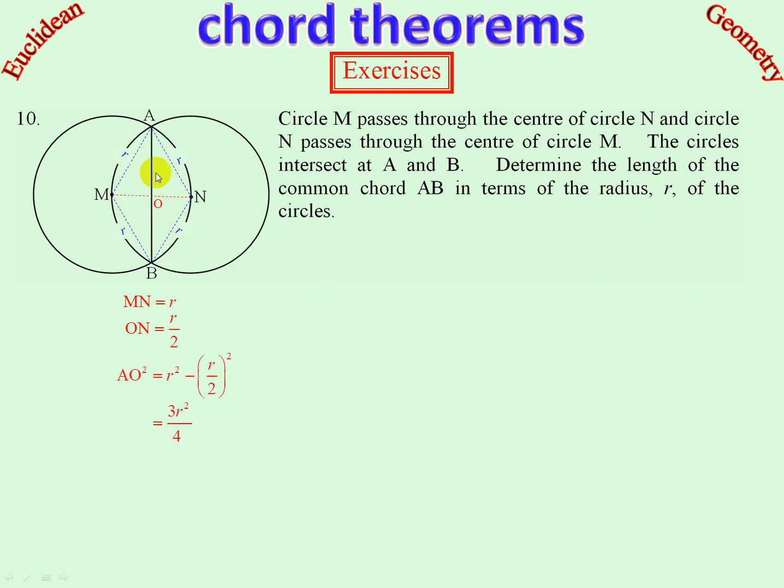So now I can say AO squared equals R squared minus ON squared. It gives me an equation with R. So therefore AO is root 3 over 2 times R. Square root of that. And that gives me AB is twice that length, so therefore we have AB is root 3R.